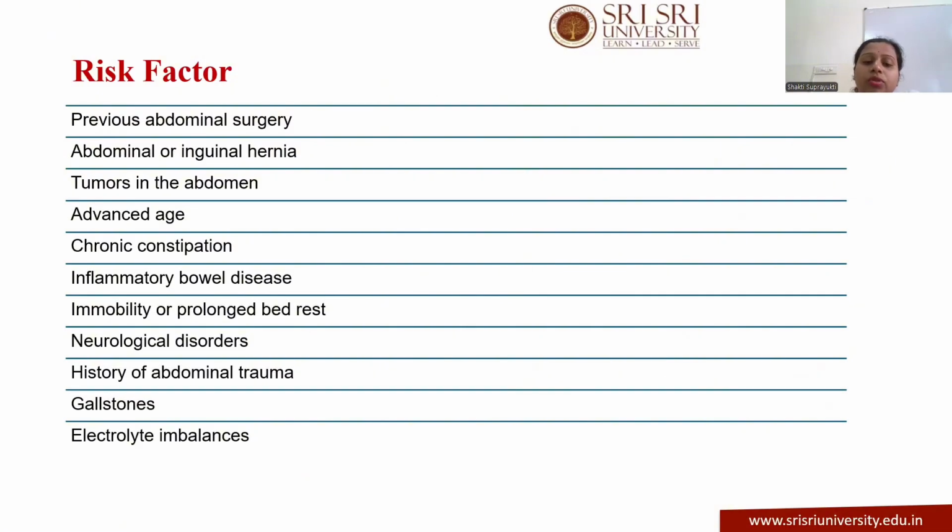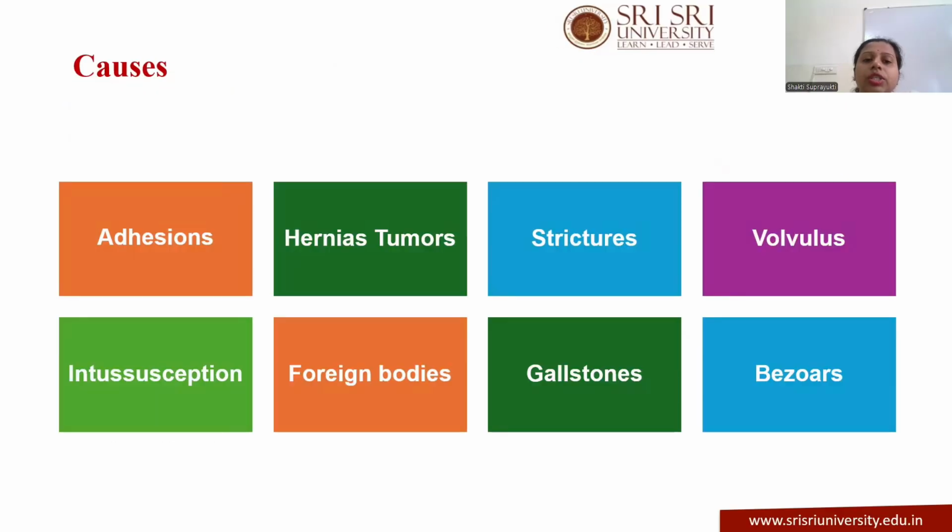Then the causes. What are the causes? Adhesions, hernia, tumor, strictures, volvulus, intussusception, then foreign bodies, gallstones, and pressure. First, adhesions after surgery, or a hernia, can trap the intestinal loop within the hernial sac, which also leads to blockage. Then stricture and tumor either grow inside the intestine or press from the outside. They can narrow the intestinal passage.